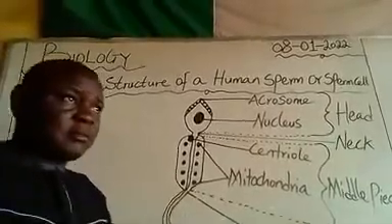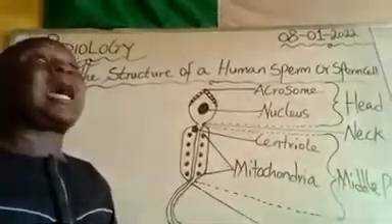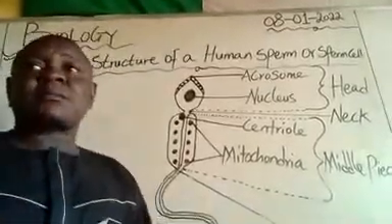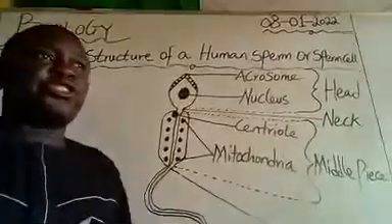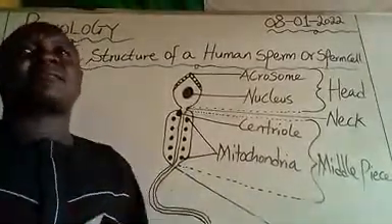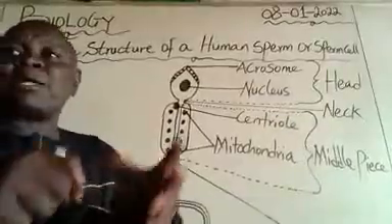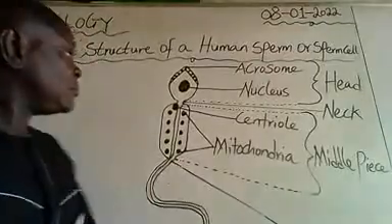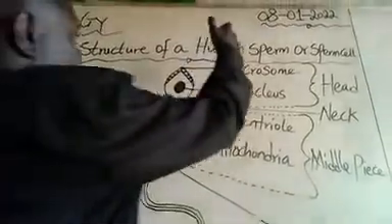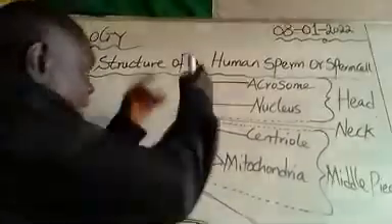Male sex cell. The male sex cells or gametes are called sperms. Sperms are produced in the testes through the process called spermatogenesis. All right? Right now, I am going to explain the label parts.